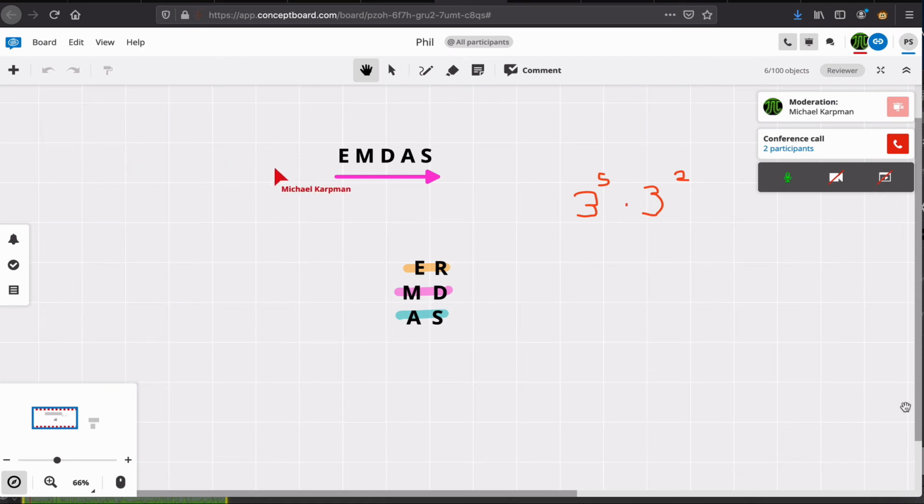If instead I said, okay, instead of multiplying those two, what would happen if we decided to divide those two? What would that be equal to? Well, then you say, well, let's find division here. And what's below division? Subtraction. So we're going to subtract the exponents 5 and 2, and we'll get 3 to the 3rd power.